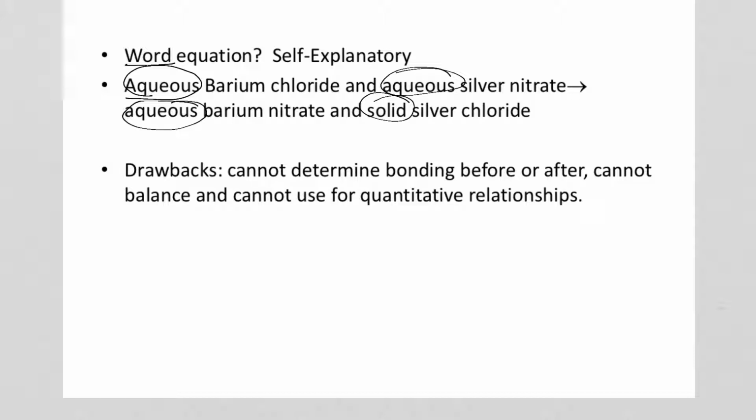Now, you can't determine bonding before or after because you don't know how things are bonded. You can't balance it because you can't balance the letters that are in the name. You need to balance the symbols. And you can't use it for quantitative relationships. I couldn't say if I had 1 gram of barium chloride, how much silver chloride would I need? I can't do that with just the words alone.